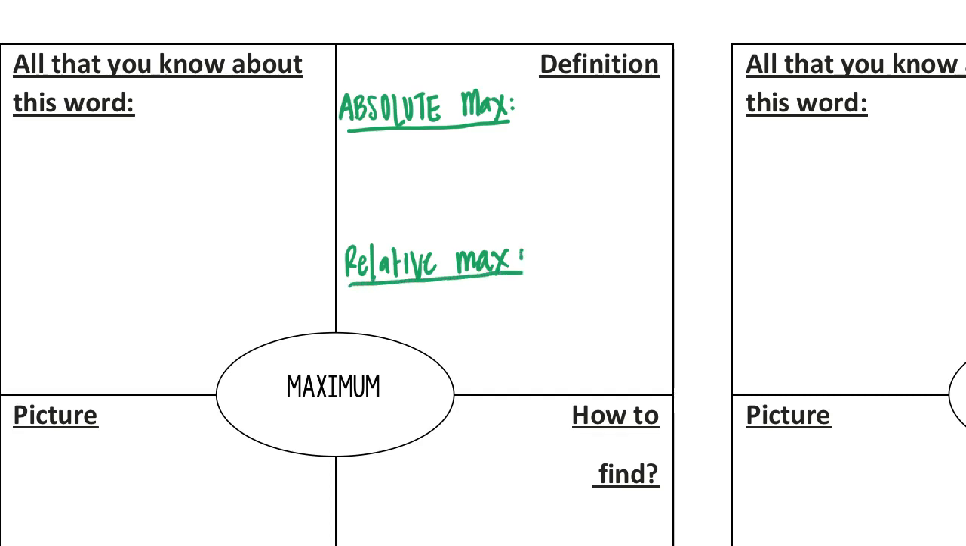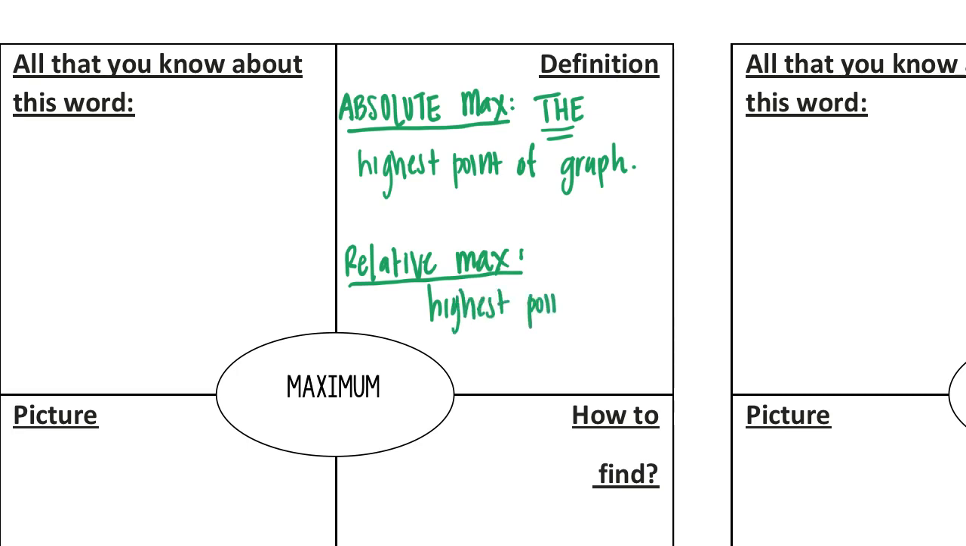The absolute max is the absolute highest point of the graph. It is the highest point of the graph. The relative max is the highest point around. So in other words, if you're this point, if you're a relative max, if you look to your left or your right, you'd be the highest around, but you wouldn't be the highest of the entire graph.